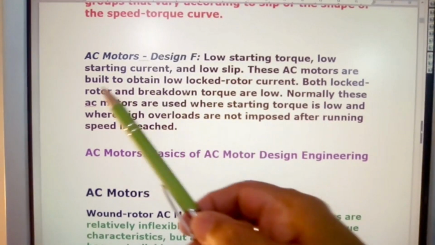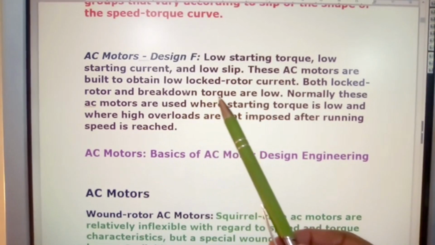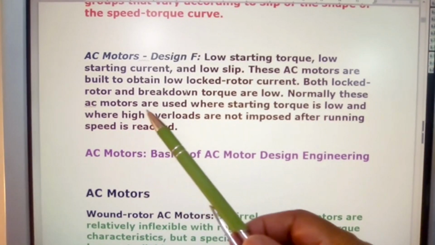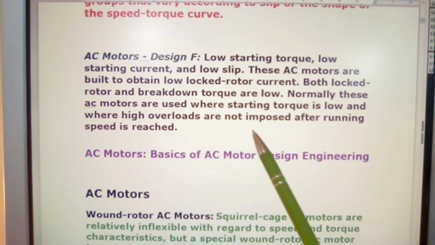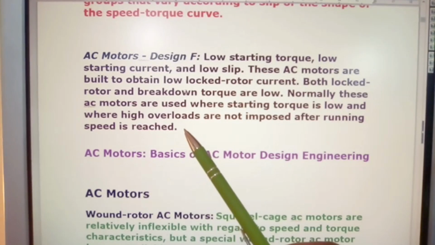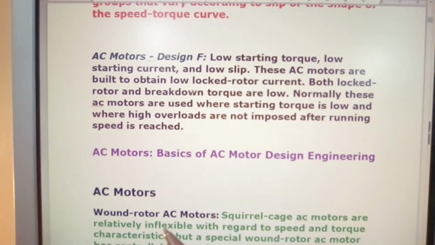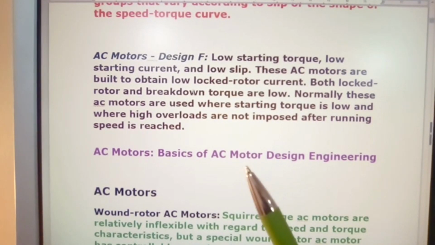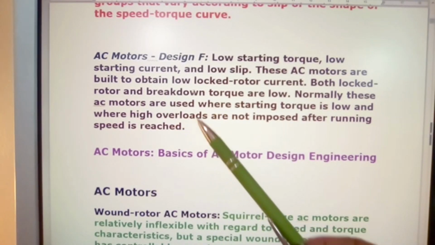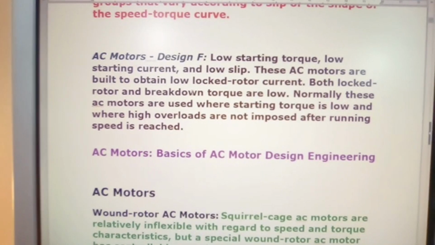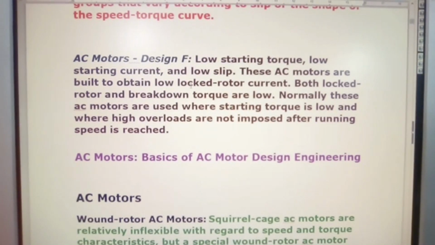These AC motors are built to obtain low locked rotor current. Both locked rotor and breakdown torque are low. Normally these AC motors are used where starting torque is low and where high overloads are not imposed after running speed is reached. So what you're saying here is that the motor will continue to run at its agreed speed, providing you do not put an excessive overload on it. Okay, and that's what you have to bear in mind, that motors are designed to carry a given load. If you're carrying more than that load, you will have problems. Okay.